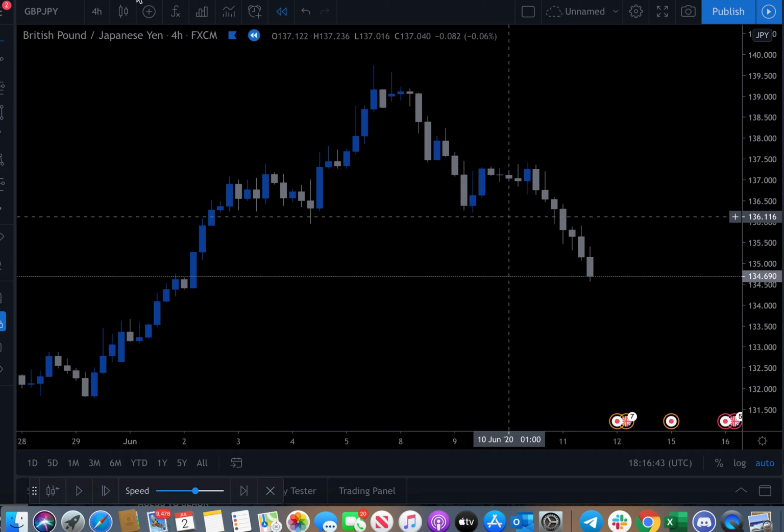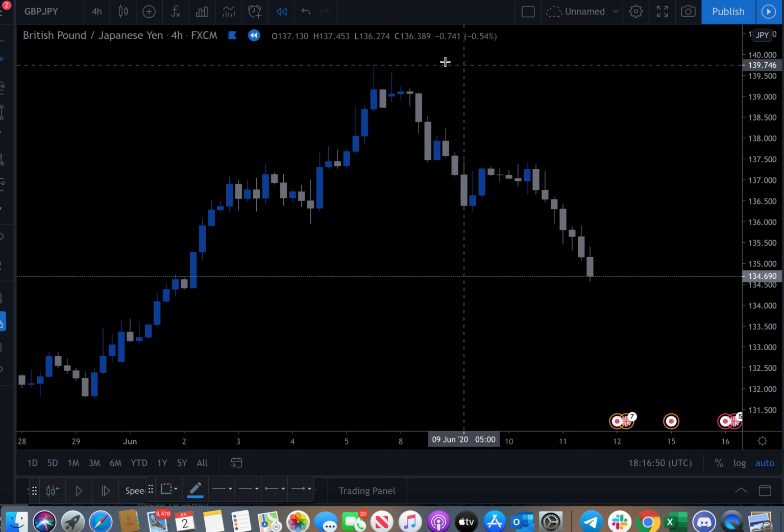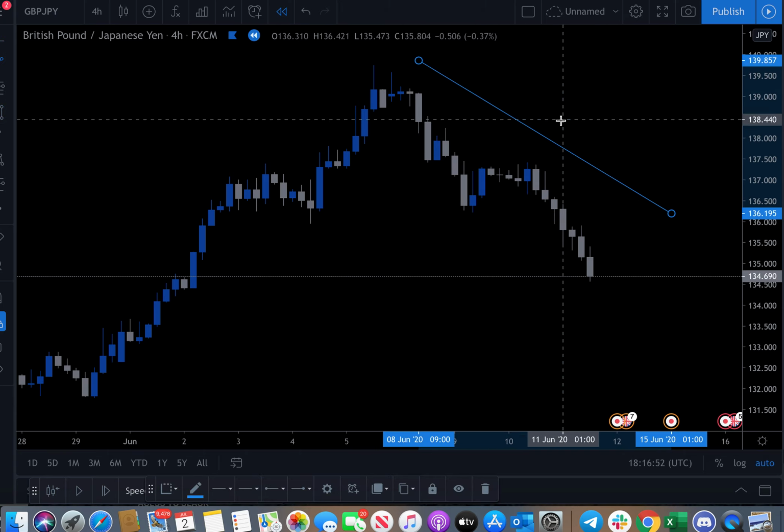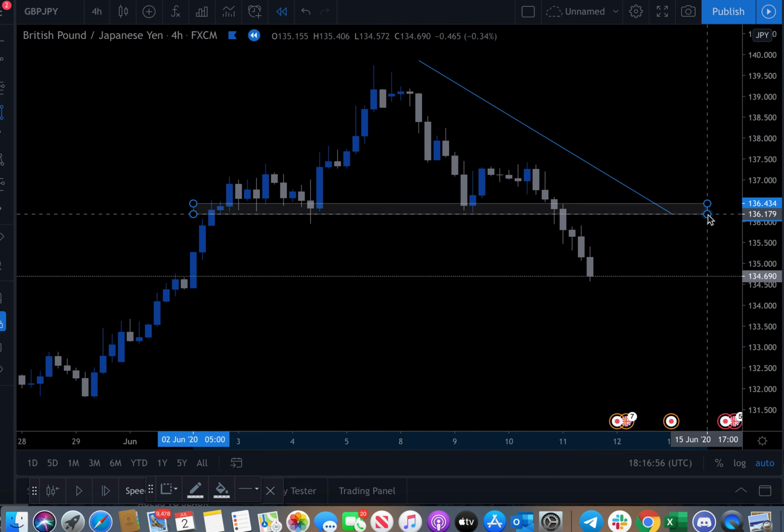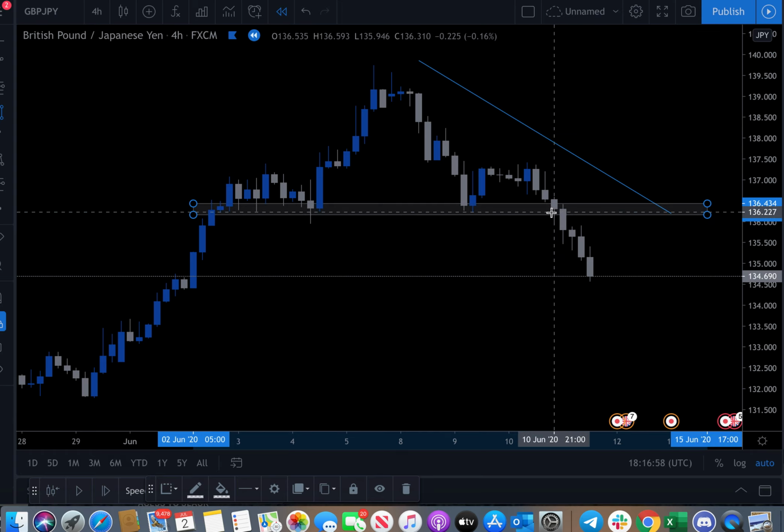This is actually how you use the higher time frames in confluence to your lower time frames, okay? So clearly here, you can see we are creating lower lows and lower highs on the 4-hour time frame. You can see we violated structure to the downside below 136,200, okay?